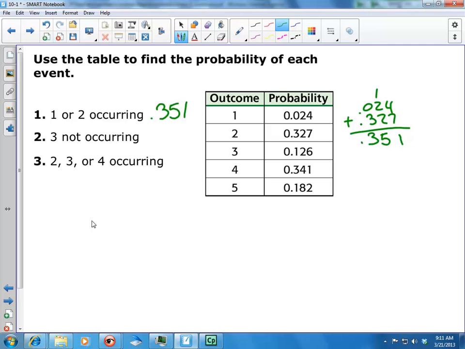What is the probability of 3 not occurring? What are we going to do there? Add all the others. Yeah, we're going to add all of them up except 3. Or what could we do? What do these all have to add up to equal? They have to add up to equal 1. So couldn't we just do 1.00 minus 0.126? That might be a little easier than adding all those up, right?